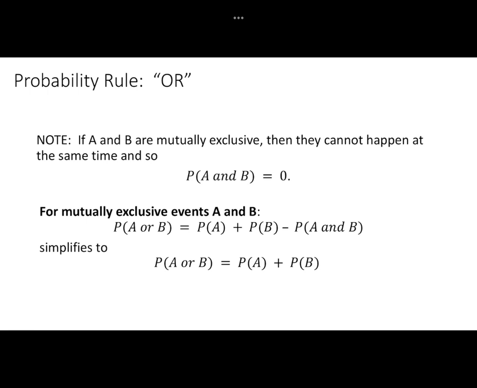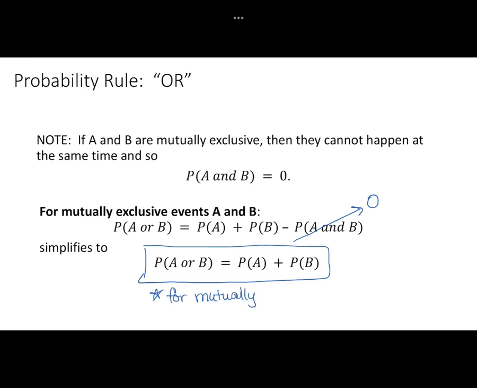That means if I plug into the OR rule, the probability of A or B is the probability of A plus the probability of B minus the probability of A and B. But in the event that A and B are mutually exclusive, this last term is 0. So we get probability of A or B equals probability of A plus probability of B. This is only for mutually exclusive events. So you have to check if you want to drop the subtraction there.